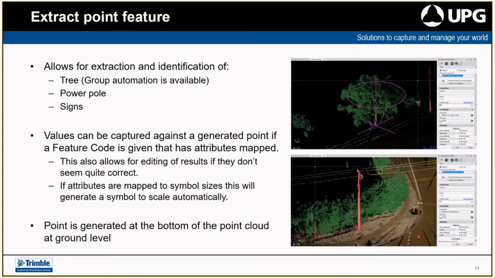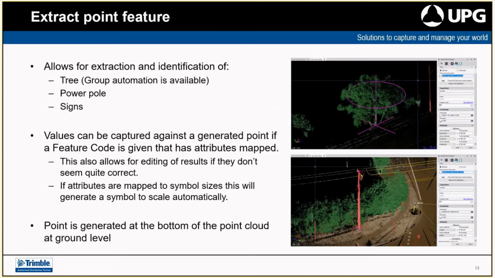Another tool that's in TBC is the extract point feature. So we're now looking at the very far right-hand side of that points toolbar that we've got, and in that is this points extract point feature function. What this can do is allow the identification of information of a tree, a power pole, or signs based on the point cloud. So in the screenshot on the top right here, you can see a tree has been identified, and in this, what you can do is give that tree a feature code.